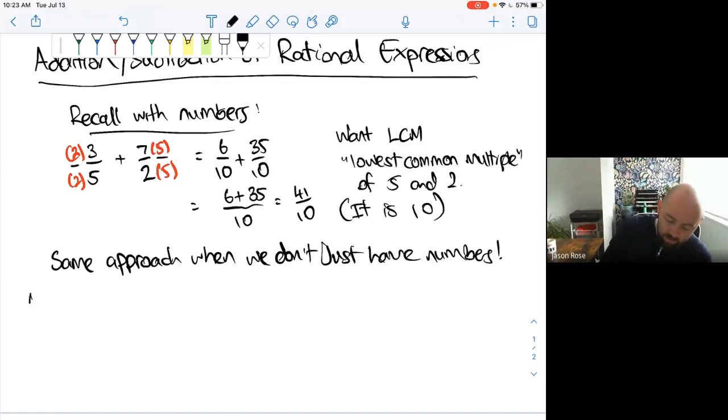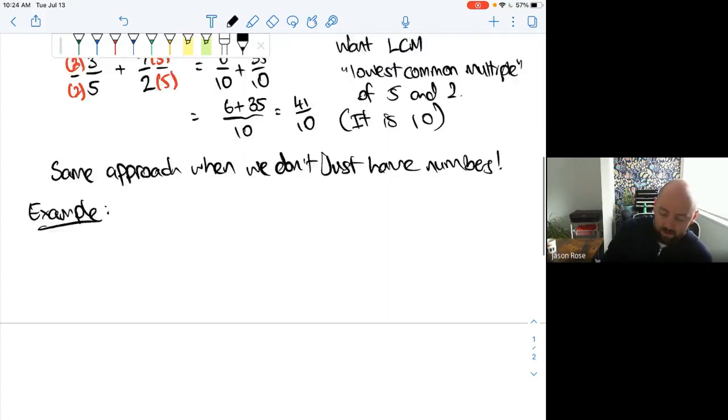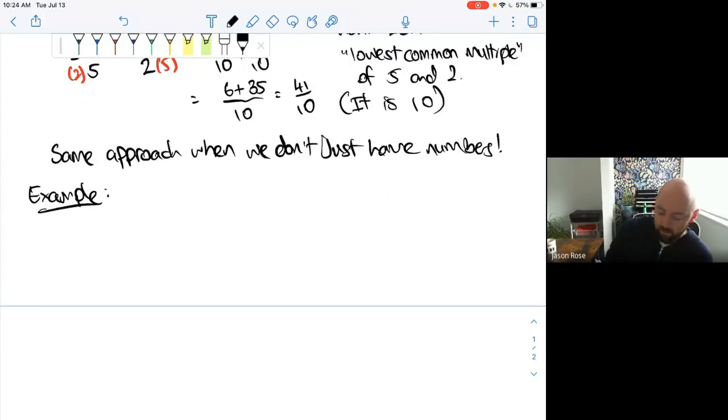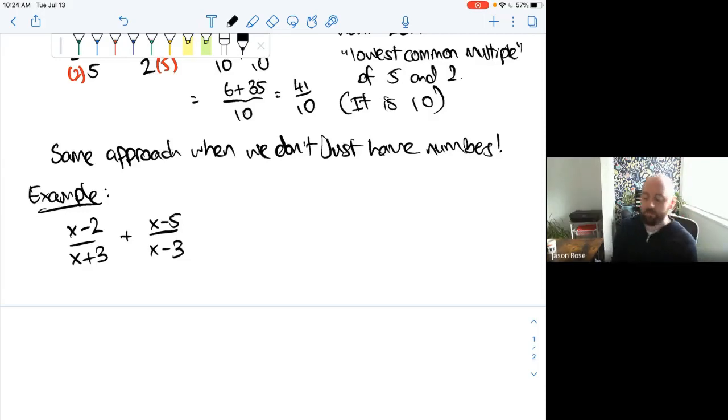So, for example, suppose we are trying to add (x minus 2) over (x plus 3) plus (x minus 5) over (x minus 3).